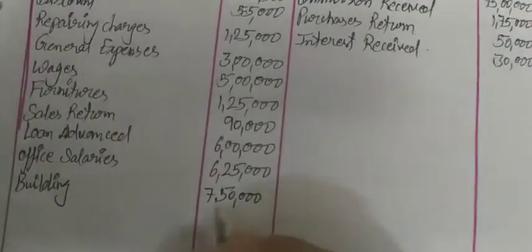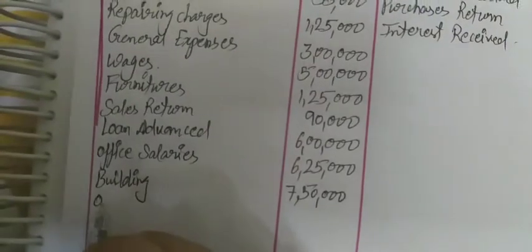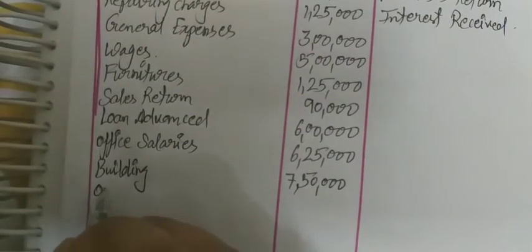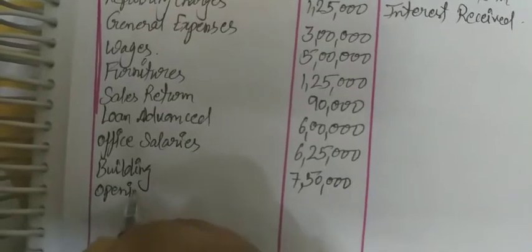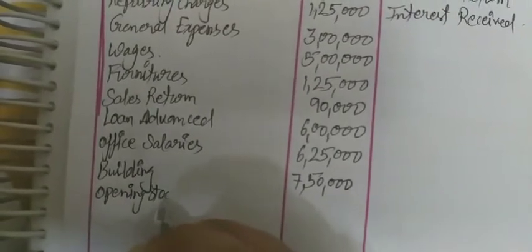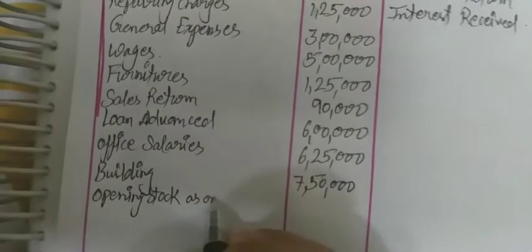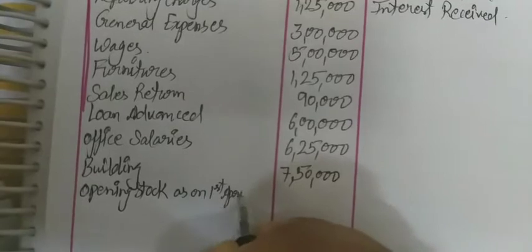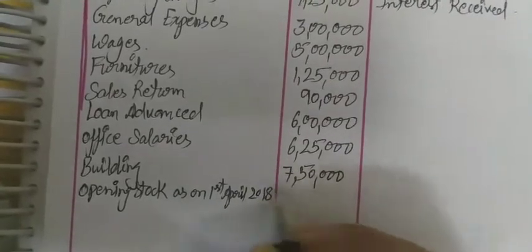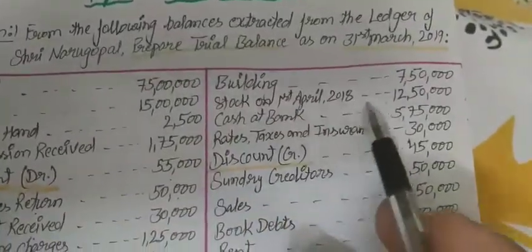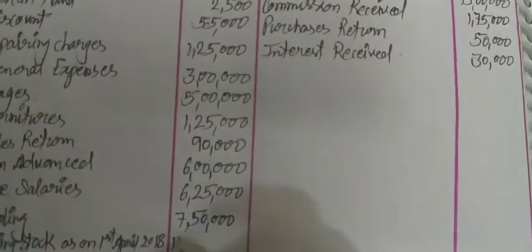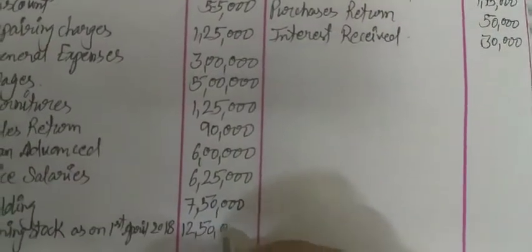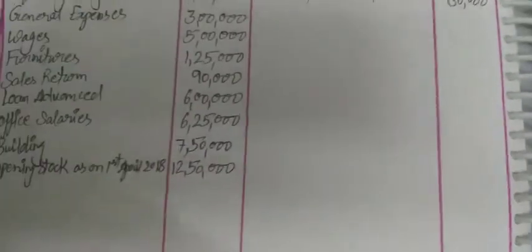Now students, next one is opening stock, or we can say the stock as on 1st April 2018. Okay, stock on 1st April 2018, 12,50,000 debit balance, 12,50,000.